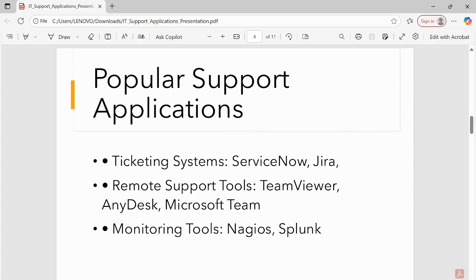Popular support applications are mainly ticketing systems like ServiceNow and Jira. Suppose any issues are faced by the users, they can raise the issue on ServiceNow. They can raise either a service request or an incident. According to the issue, if it is a little bit critical, there are labels like P1, P2, P3.